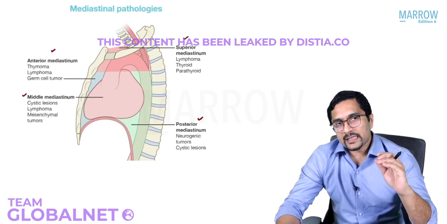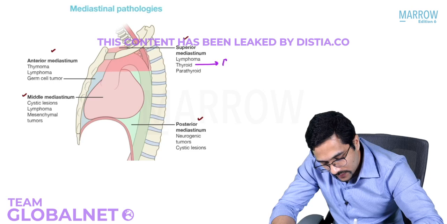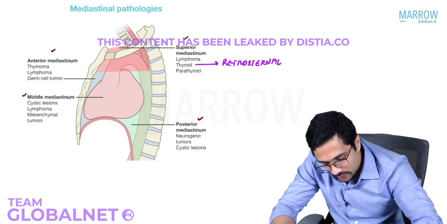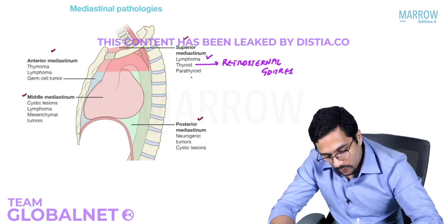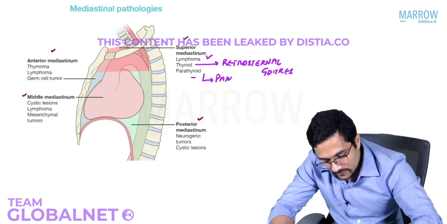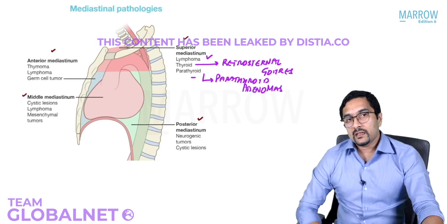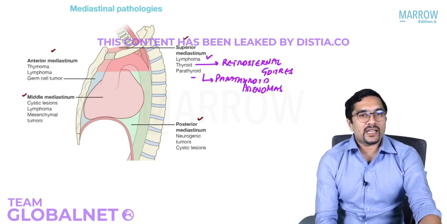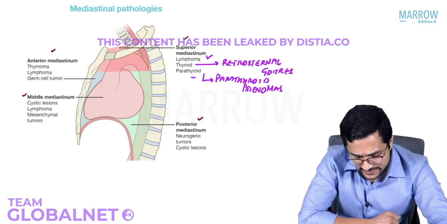So superior mediastinum, what all can you get there? You can get a retrosternal goiter, right? We've already covered retrosternal goiters in great detail in the thyroid module. So retrosternal goiters can be seen in the superior mediastinum. We can get a lymphoma and also parathyroid adenomas. Parathyroid adenomas can also be seen in the mediastinum, especially the ones which are familial in nature. You can have multiple parathyroid glands involved, they can be seen in the mediastinum as well.